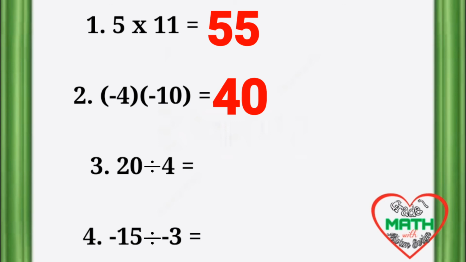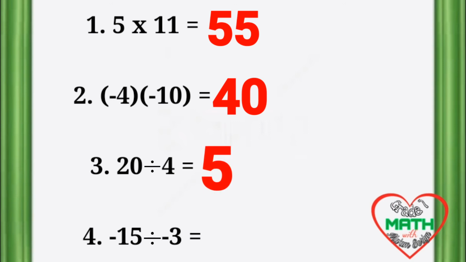Number 3, 20 divided by 4. As you can see, 20 and 4 are both positive, so the quotient is positive. The same rule as the multiplication. When you divide integers with the same sign, the quotient is always positive. Therefore, 20 divided by 4 is positive 5.